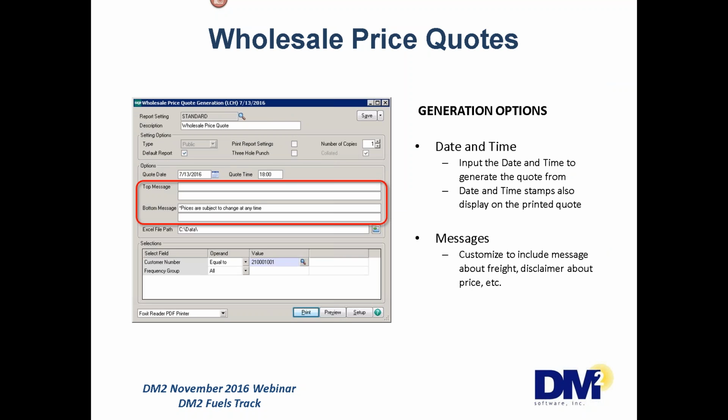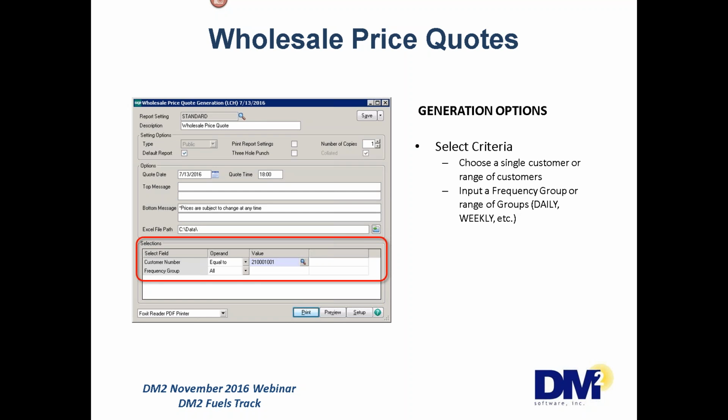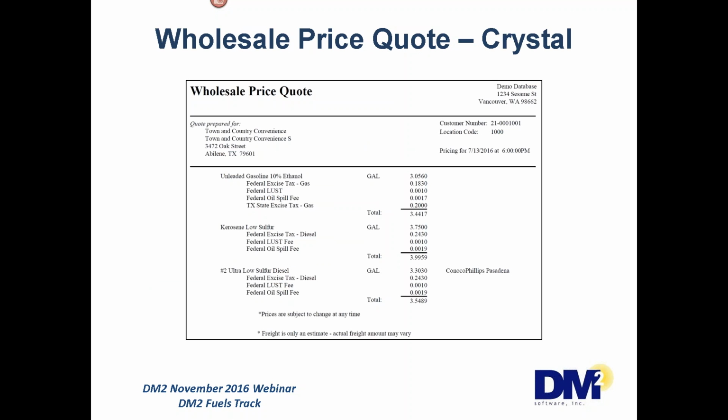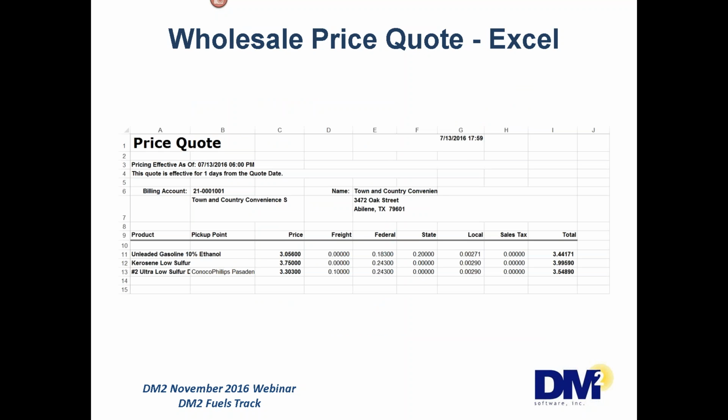You can choose a single customer or a range of customers, or input a frequency group or a range of groups. For instance, daily, weekly, and so on. Here is a sample of a Crystal report or a PDF output. And here is an example of an Excel output.